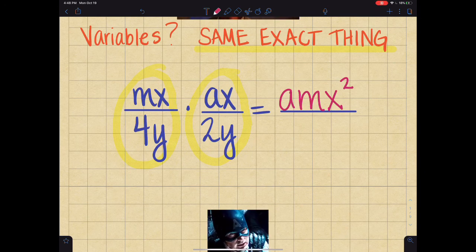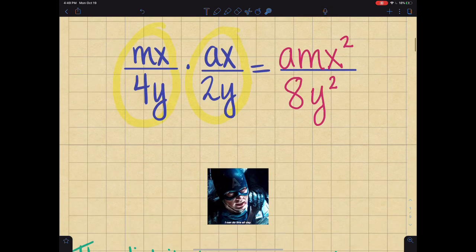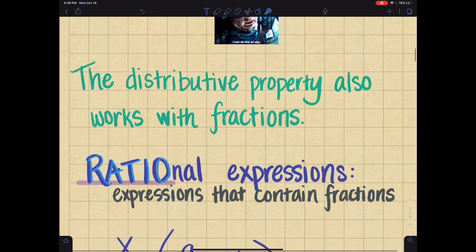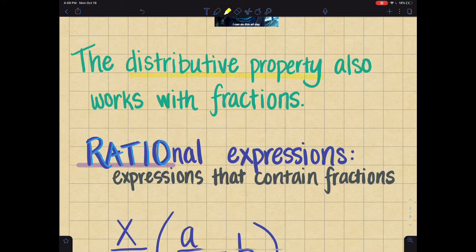It's x times x, and that means x squared. And then we do the same thing on the bottom. So we're going to multiply this denominator by this denominator. So 4y times 2y. 4 times 2 is 8, and then y times y is y squared. So this is going to be the answer right here, amx squared over 8y squared. So the next step is to realize that the distributive property of real numbers, see, I can do this all day. You're probably feeling like that, right? The distributive property also works with fractions. So that's going to be the next step.